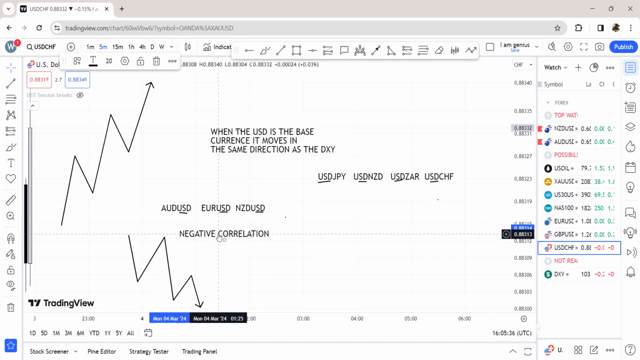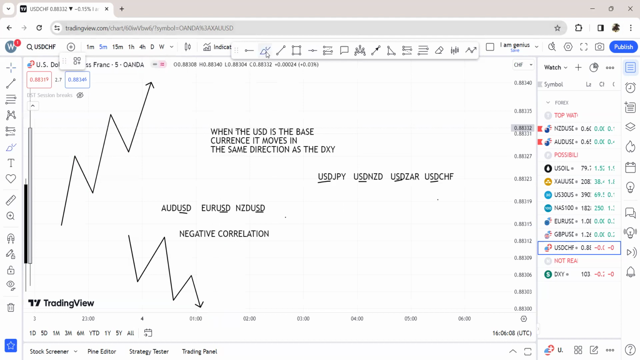Now, before I continue and bring out my other point, it's good to note that whenever the US dollar is a base, it just means it's the first currency in a given pair, and it will move in the same direction as the DXY. But whenever the US dollar is the second currency, that means it's a quote currency, then it will be moving in the opposite direction as the DXY.